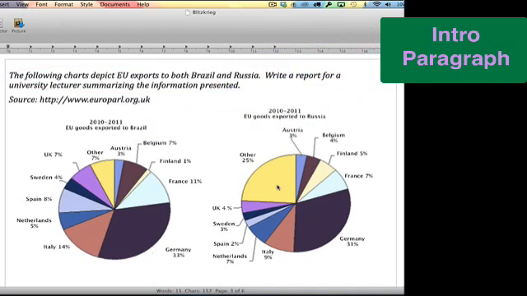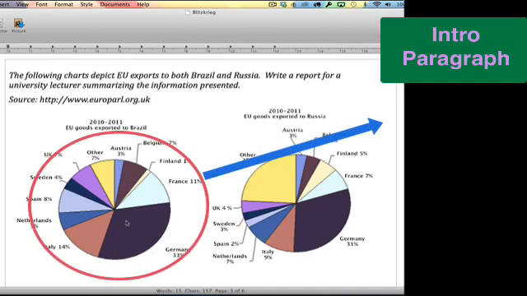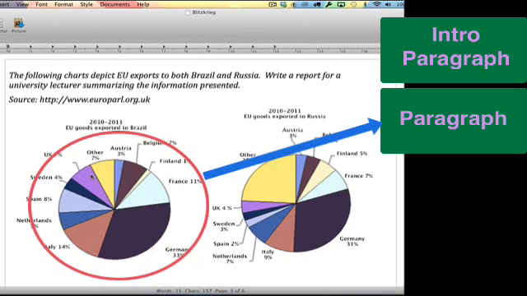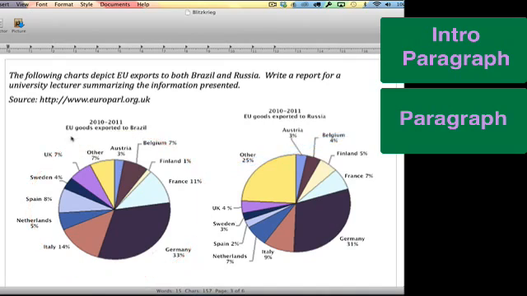So after giving our opening statement outlining the type of data sources we have been presented with, we would likely take an entire paragraph to analyze the details that we see within this first pie chart, which is EU goods exported to Brazil. And while describing, we might couple certain items that have the same values. So for example, the UK and Belgium, which are both at 7%.